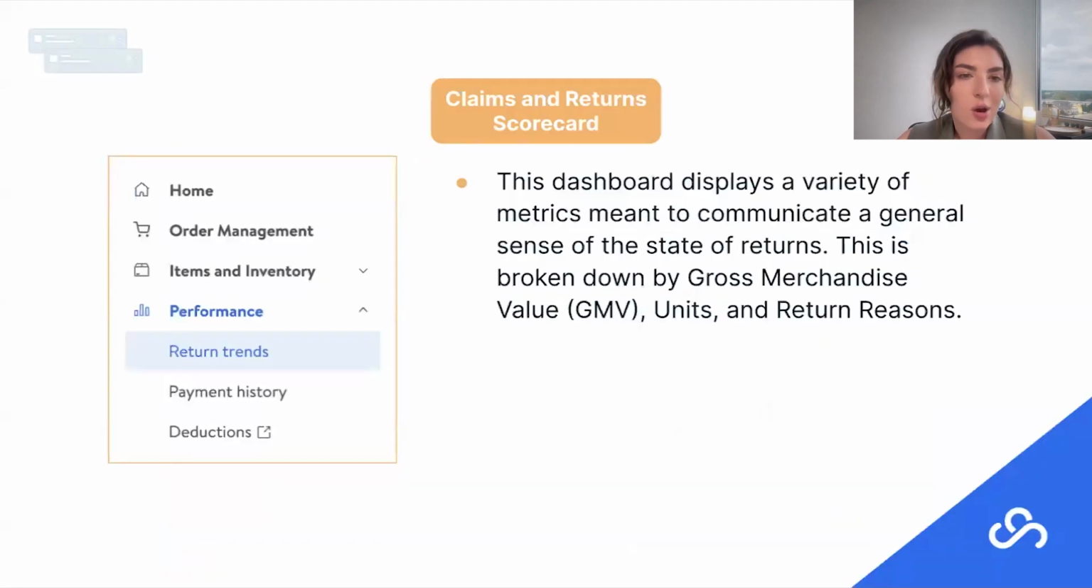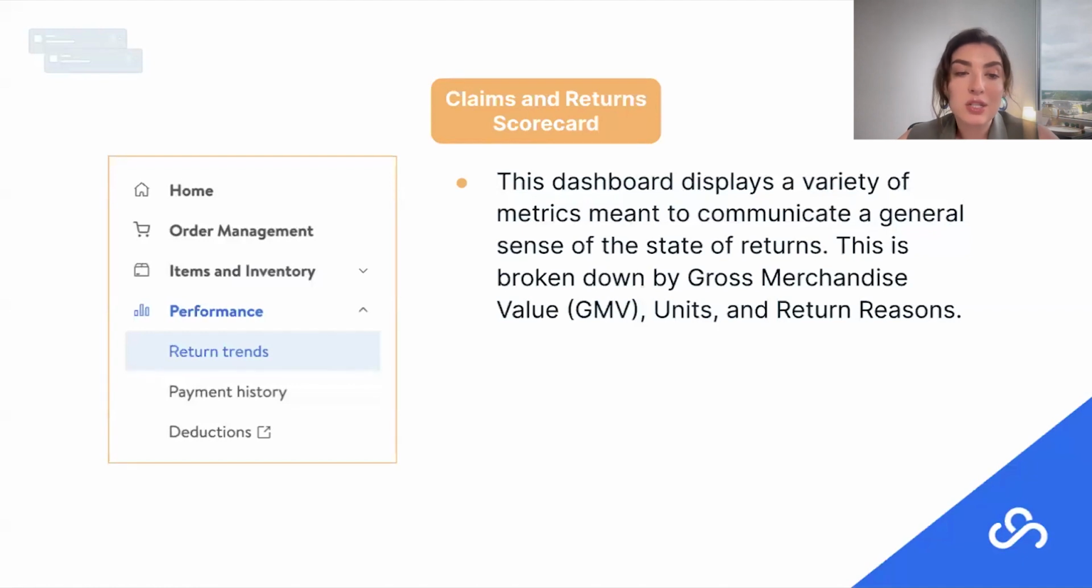All right, so we've gone through order management, and we've gone through items in inventory. Now we're looking at the claims and returns scorecard. This is under performance. We broke out return trends and payment history into their own buckets, but they are under performance. However, this is more conjecture based on what we're seeing now. These could be pulled under performance, or they could break out on their own, but we wanted to call them out separately as they track two different sides of performance.